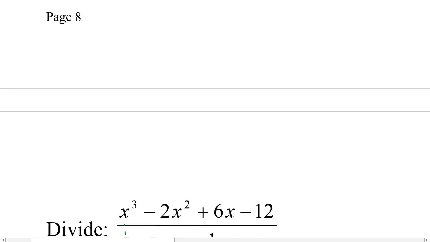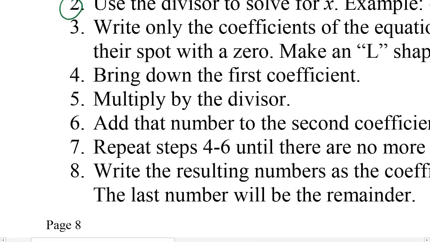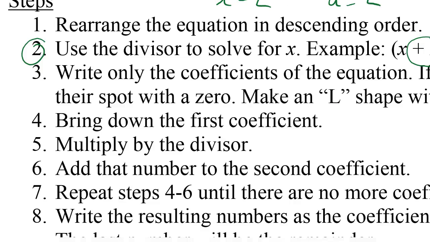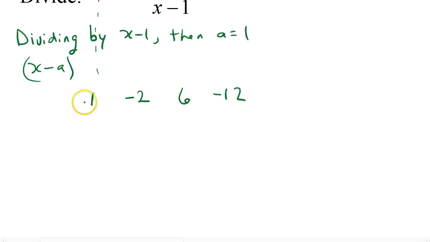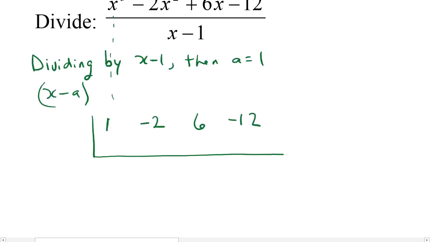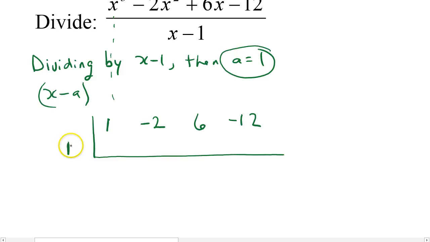Now it's time for the second part, where they talk about making an L shape. So the L shape is the way we do this division, right? So I'm going to make this L shape. This is how it looks. Just across like that. You'll notice I'm leaving space underneath those numbers. And the a value, which is 1, goes over here. So it looks a little bit different than our other form of long division.